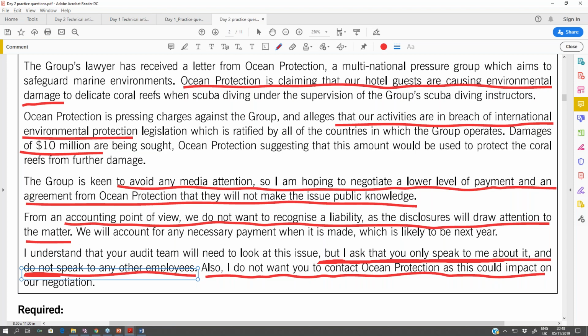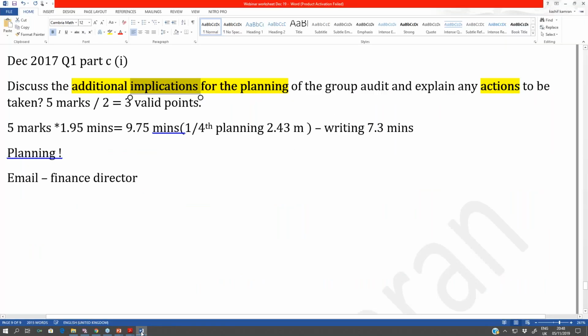So he's trying to limit my scope. And more importantly, he says that he doesn't want a liability to be recognized, which is the wrong accounting treatment. And he wants to avoid the media attention. And there is a non-compliance with laws and regulation. They've breached the environmental laws, and the Ocean Protection is putting a claim of $10 million. So the examiner is asking a question to us: what is the implication for planning the group audit?